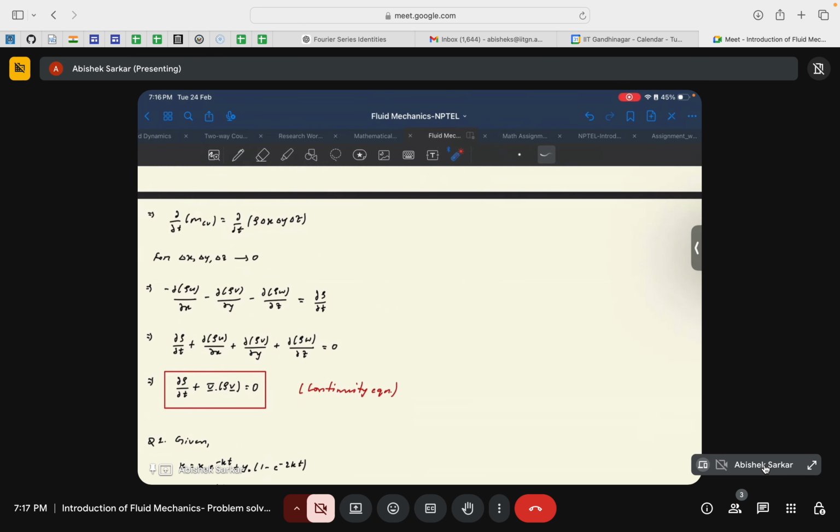So you just take all these terms to the right hand side. So you will have ∂ρ/∂t plus ∂/∂x of ρu plus ∂/∂y of ρv plus ∂/∂z of ρw is equal to 0, or the continuity equation. Same as what we have obtained from a different approach.